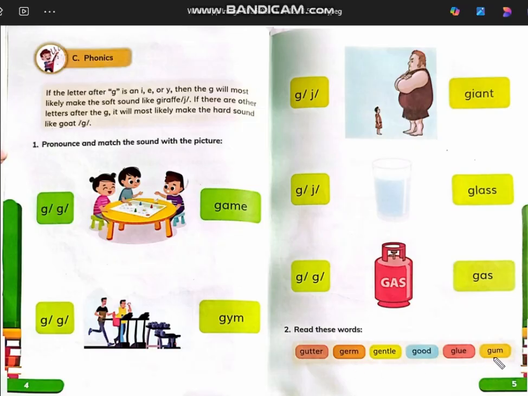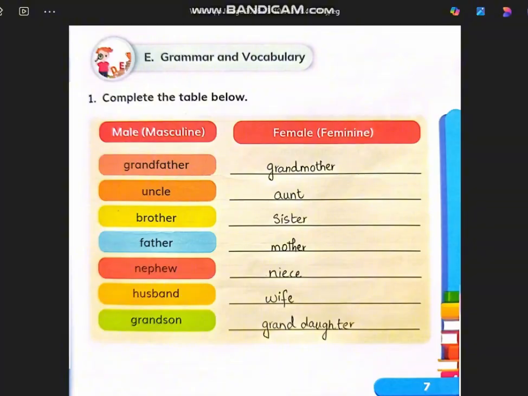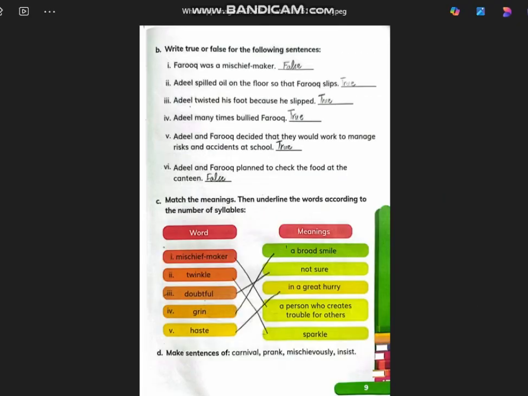Okay? Now let's move to the next page. That is page number 9 of your book. Kindly open page number 9 of your book and again mention the date and day on this page.